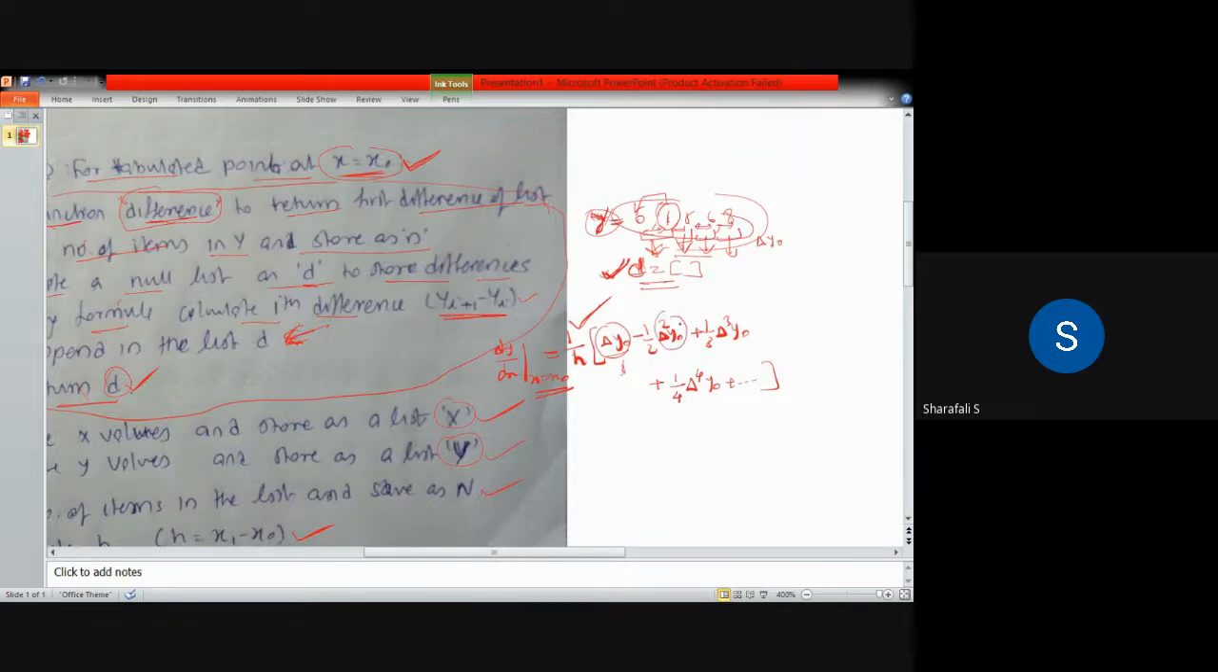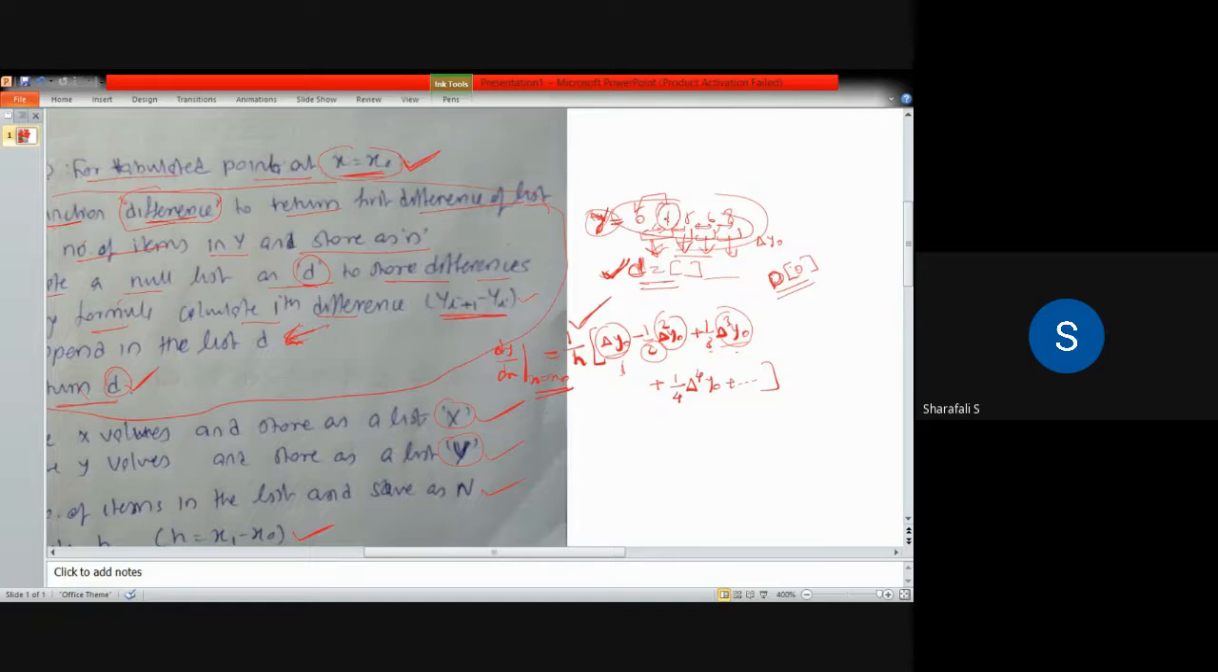Then delta square y0 divided by 2, that is my second I value. Then delta cube y0 by 3, that is my third I value. So each time what I am doing, I am considering the differentiation D. I think we have made this small d. You can consider that. So d of 0. Each time we have to consider d of 0.